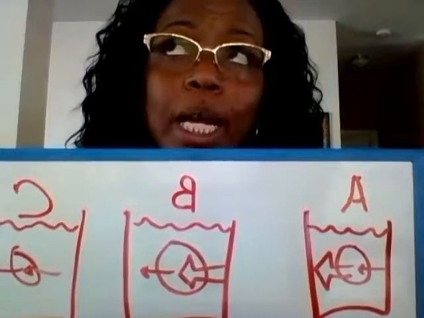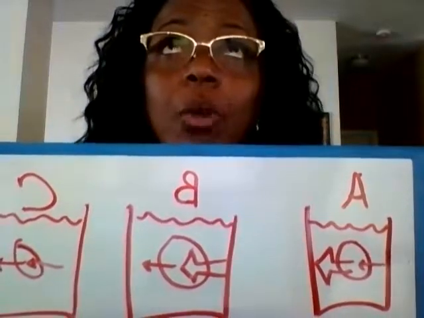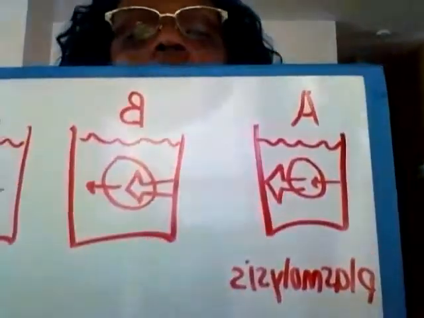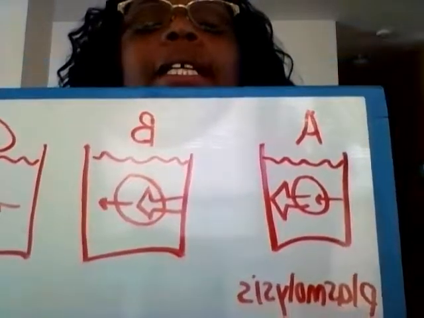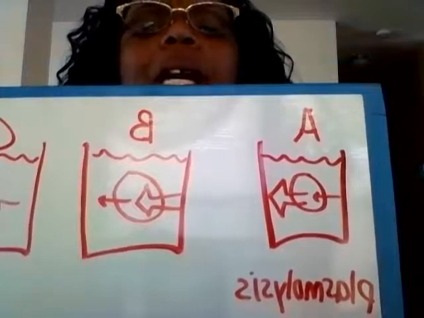P-L-A-S-M-O-L-Y-S-I-S. Let me spell it. Plasmolysis. Plasmolysis. Okay, this would be a hypertonic environment because there's just a little bit of water entering the cell, but a whole lot of water exiting the cell.